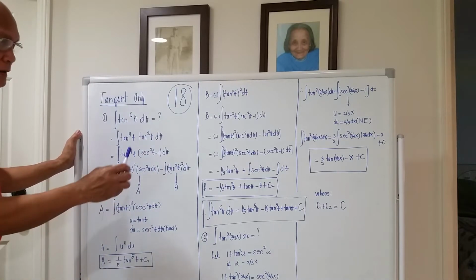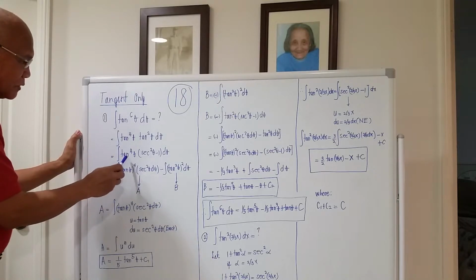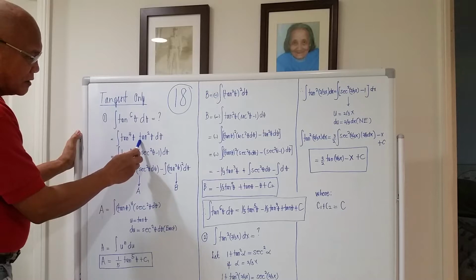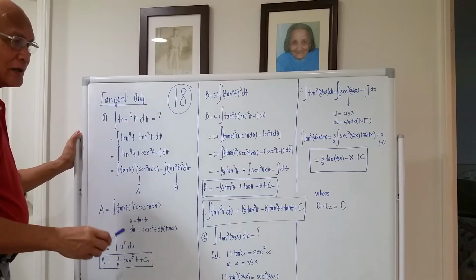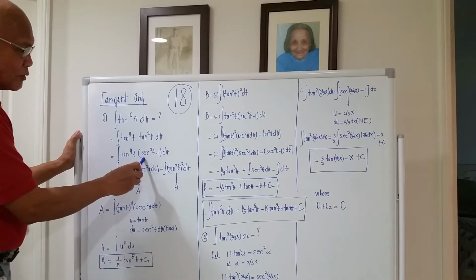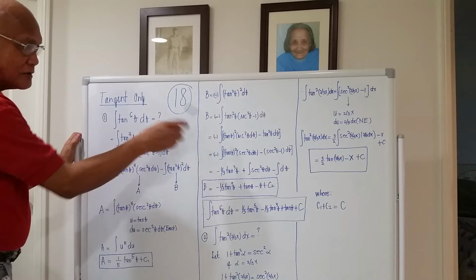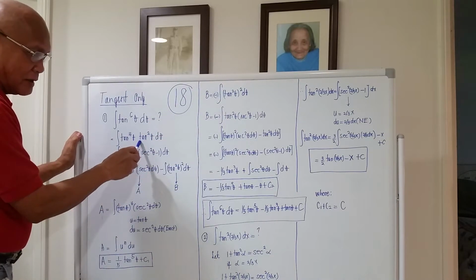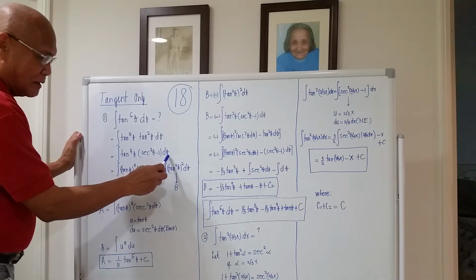Next, this will be the integral of tangent to the 4th of theta. We will replace this tangent square of theta by its equivalent in terms of secant, and that is secant square of theta minus 1, because 1 plus tangent square is secant square. Therefore, tangent square is secant square of theta minus 1, differential theta.